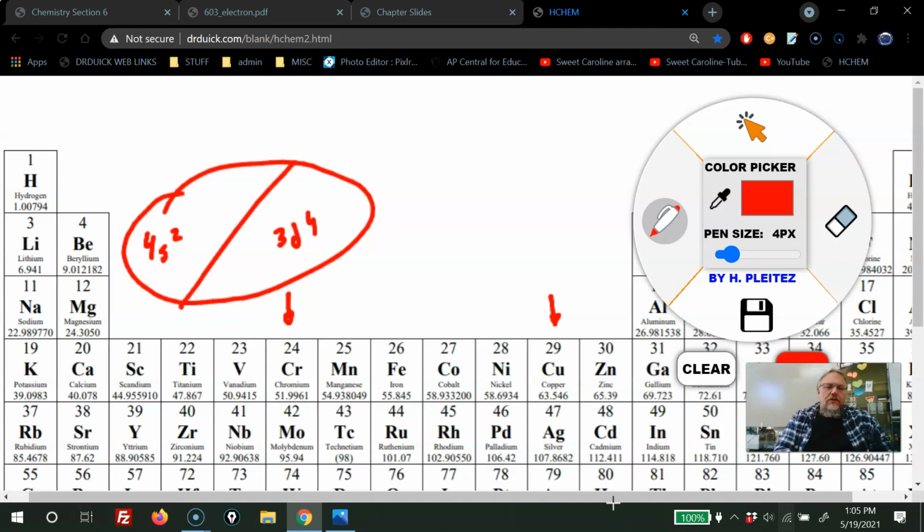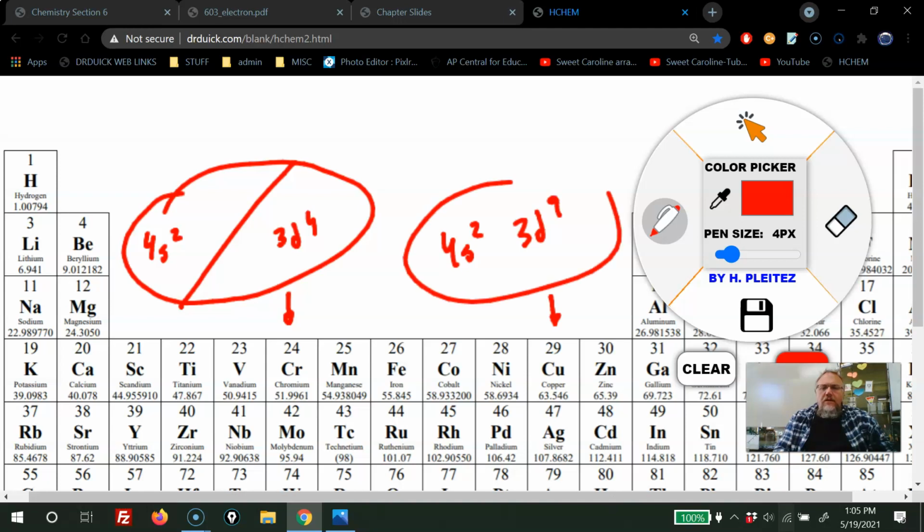Just like with copper here, you would think it'd be 4s2 and, I'm sorry, this would be 4s2 and it would be 3d9. But that's not going to happen either. So we think it's 4s2 and 3d9. But what we're going to find out is that 9 and 4s kind of don't really show up in this chart. And I'm going to show you what happens as I do the box loading diagram, what really does occur.